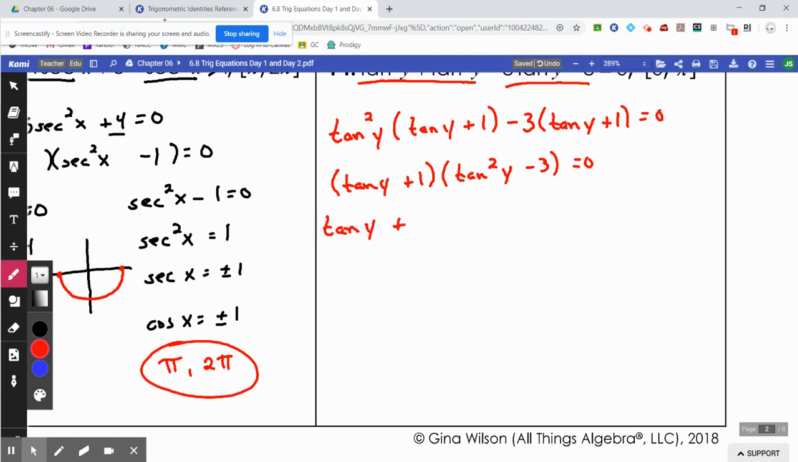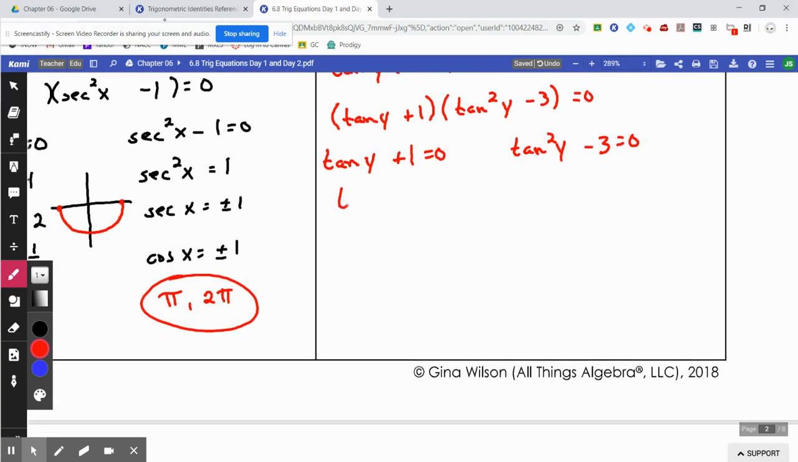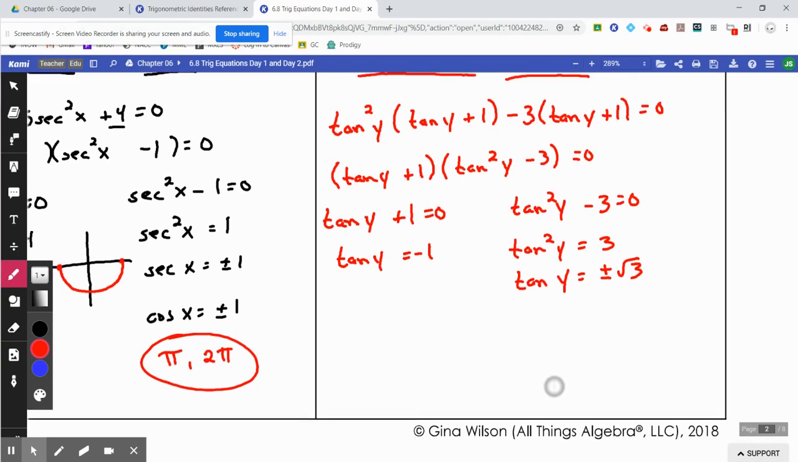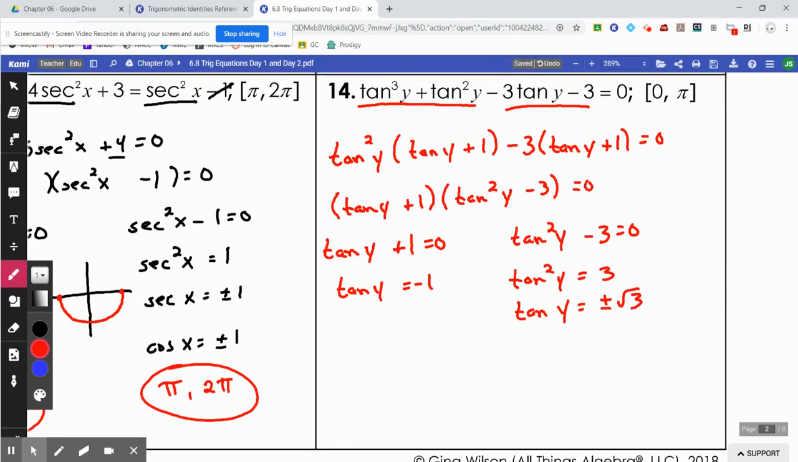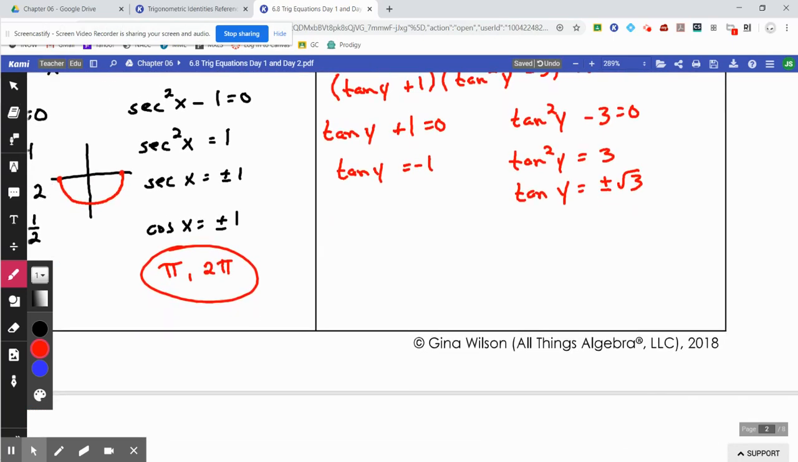So the tan y plus 1 is either equal to 0 or tan squared y minus 3 is equal to 0. So either the tangent of y is equal to negative 1 or tan squared y is equal to 3. So therefore, the tangent will equal positive or negative square root of 3. So there's what we're looking for. Where is tangent equal to negative 1 or positive or negative root 3? Between 0 and pi. So let me draw those solutions out here. So we're looking for all answers from here to here.